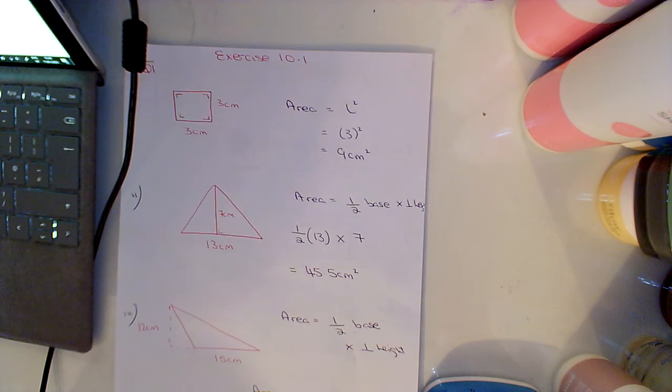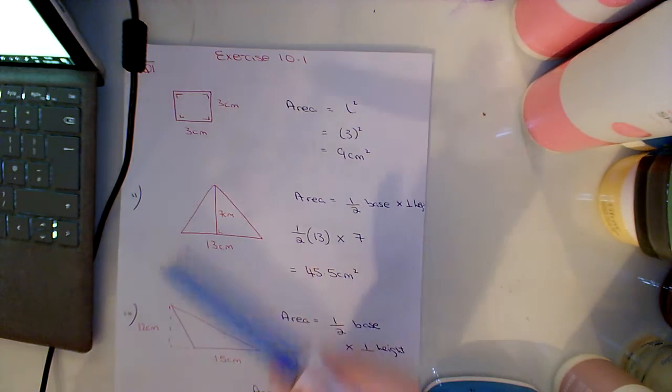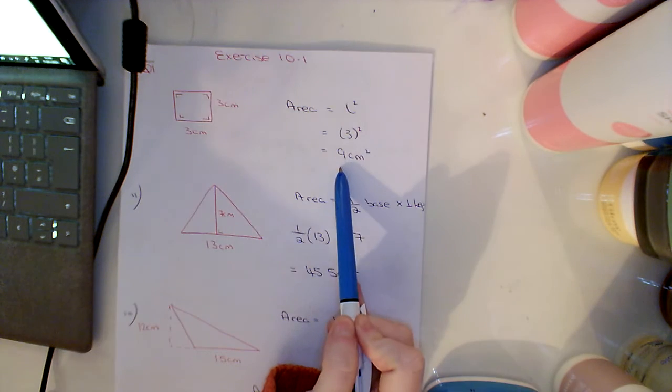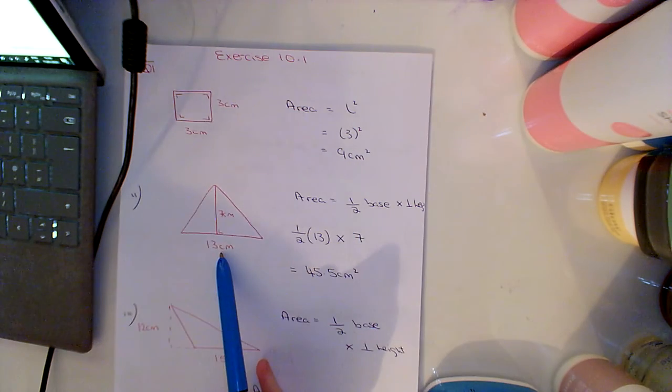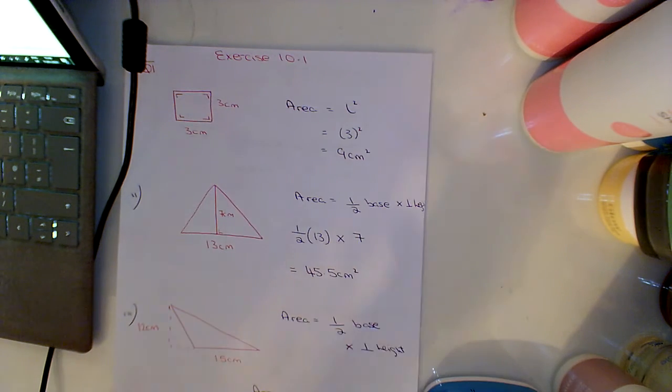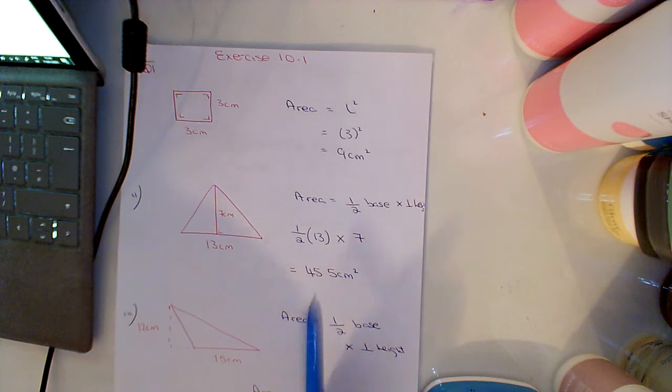Okay, so the first question you had was to find the area of each of the following shapes. The first one is a square, so my answer is 9 centimeters squared. My next one is a triangle, so my formula is half the base by the perpendicular height. My answer is 45.5 centimeters squared.